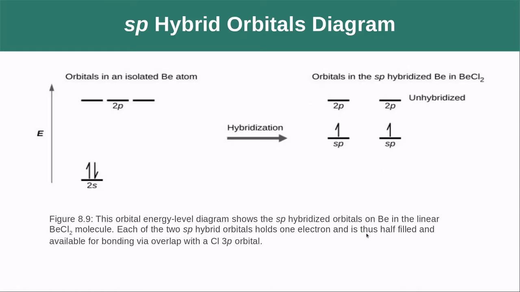If we think about the electronics of that situation, we had two electrons in our s orbital. In the case of beryllium, after hybridization, one of these electrons is promoted to a p orbital, and we wind up with two sp orbitals and two unhybridized p orbitals at the top.